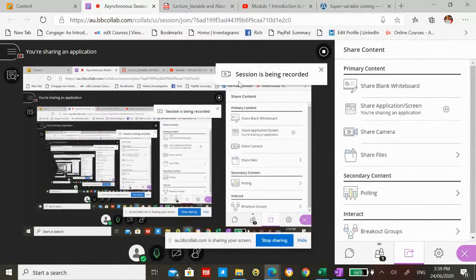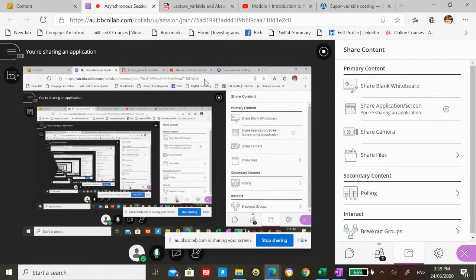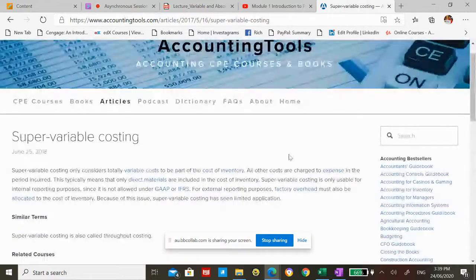Hello, class. So I'm going to continue the discussion, but this time we're going to discuss super variable costing. As you can see from AccountingTools, super variable costing only considers total variable cost to be part of the cost of inventory. But this variable cost will typically include only the direct materials as part of the cost of inventory. Meaning direct labor and variable manufacturing overhead are all considered fixed.